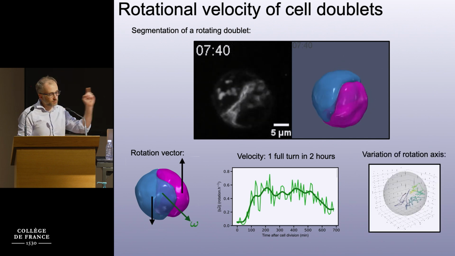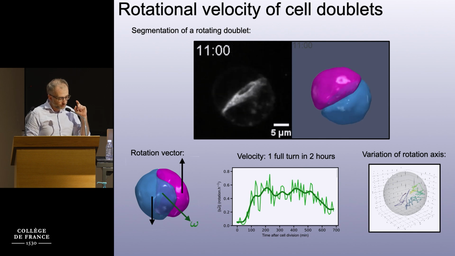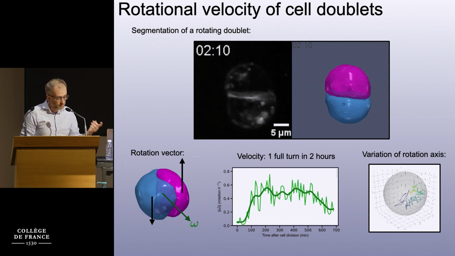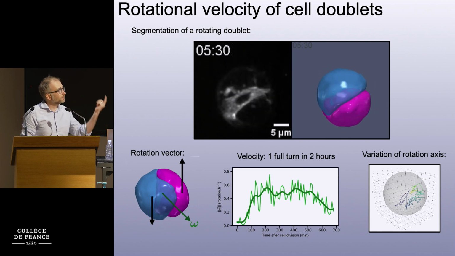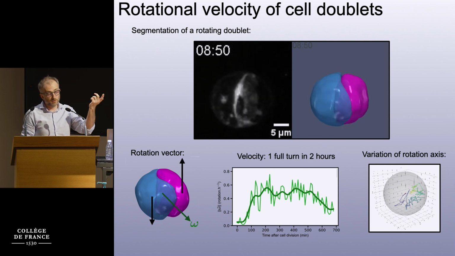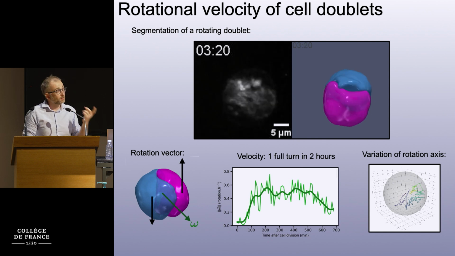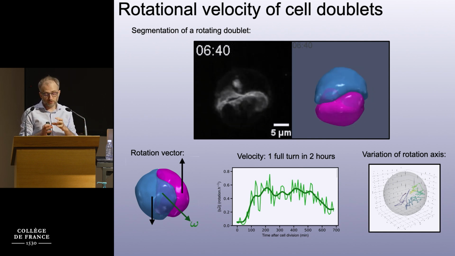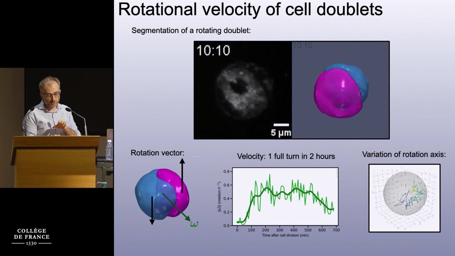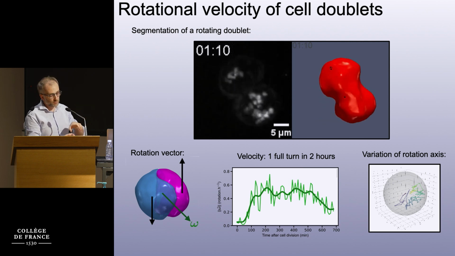We can also look at the orientation of the rotation axis. Because it's in 3D, it moves around. It should, because there's no reason for the axis to have one particular orientation. That also implies that this object is not chiral, so a rotating object is not necessarily chiral. This one is not chiral.